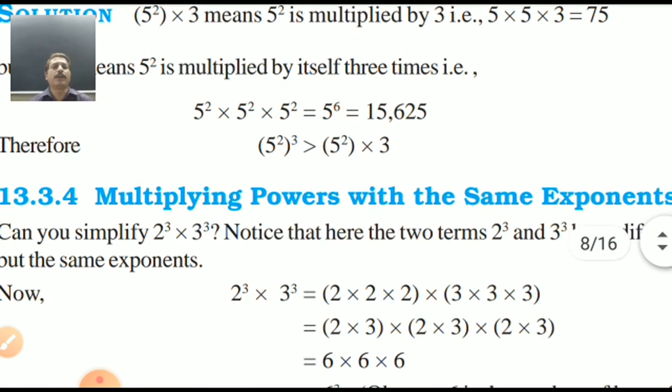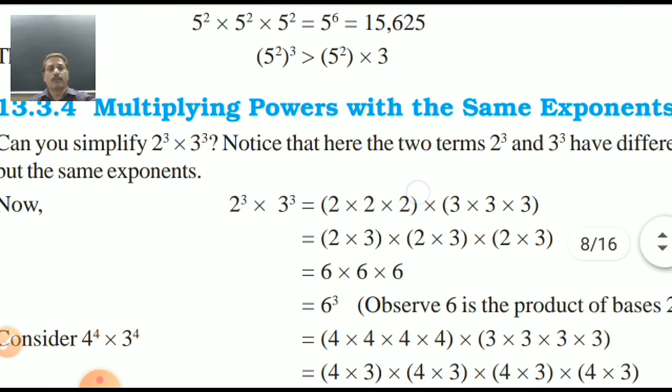Correct. Multiplying power with the same exponent. Power same है, बेस अलग अलग है. क्या करेंगे बेटा? इसके लिए भी एक रूल है बेटा. वेरी इजी है. दोनों का मल्टीप्लाई कर दो. पावर सेम है तब की बात. 2 into 3 is 6, raised to 3. बात खत्म.